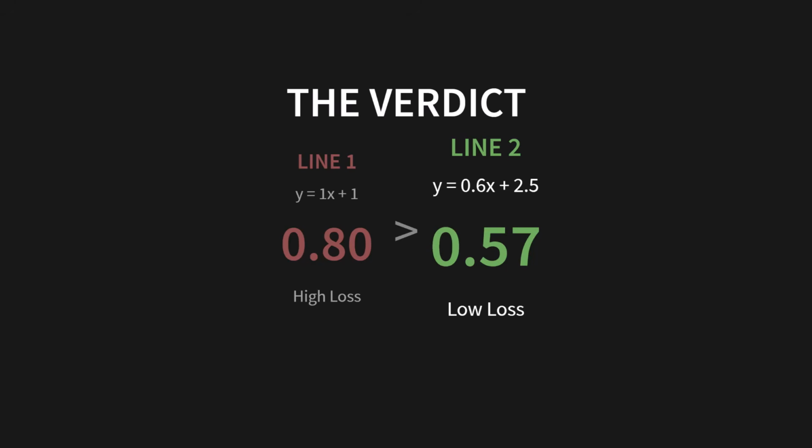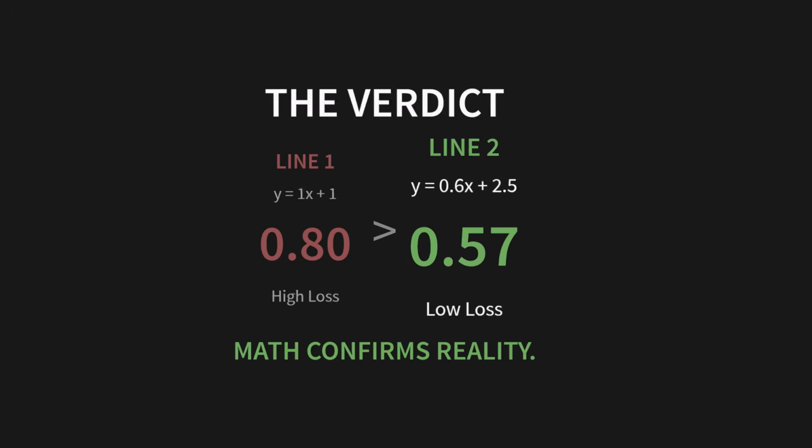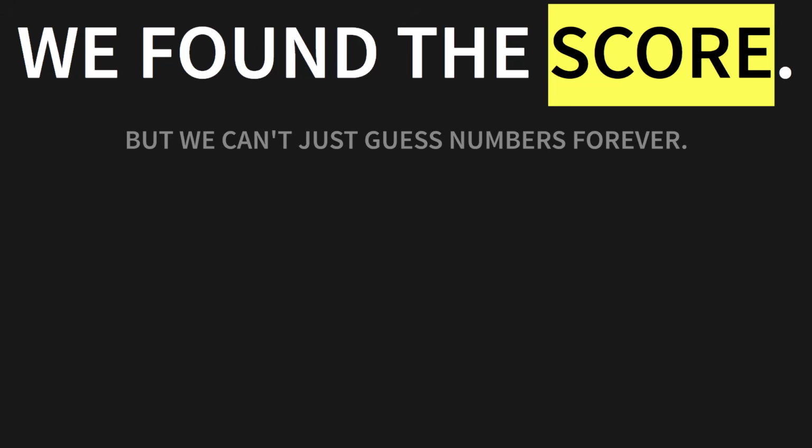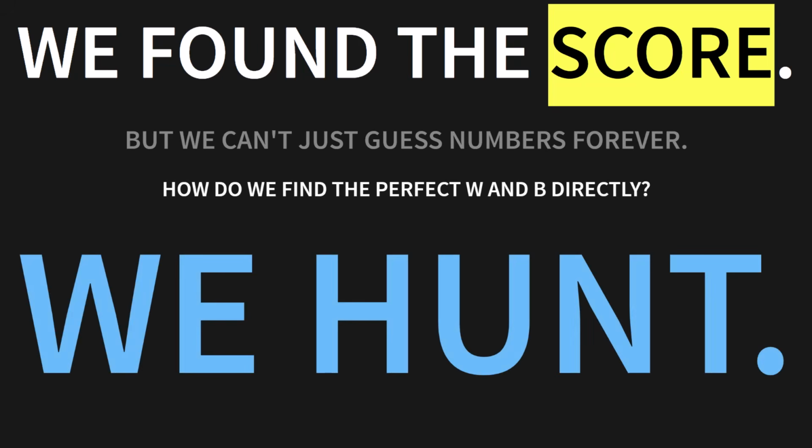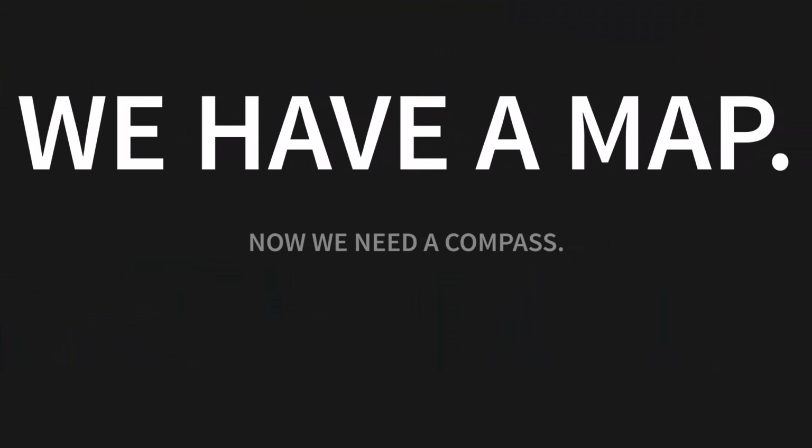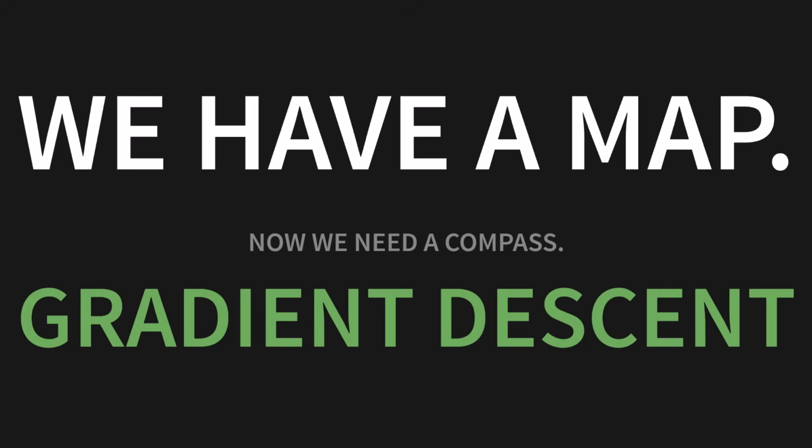For line 1, that bad guess, the loss was 0.80, a high loss. For line 2, our better guess, the loss was 0.57, a low loss. The math confirms what our eyes knew all along. We now have a reliable way to score any line. So, we found the score. But we can't just sit here guessing forever. How do we find the perfect W and B? We don't guess, we hunt. We have a map, now we need a compass.